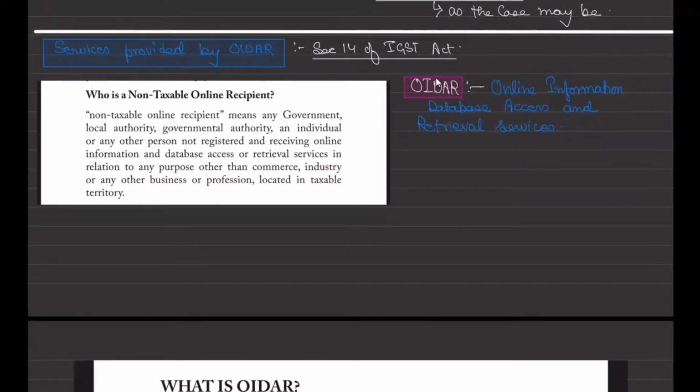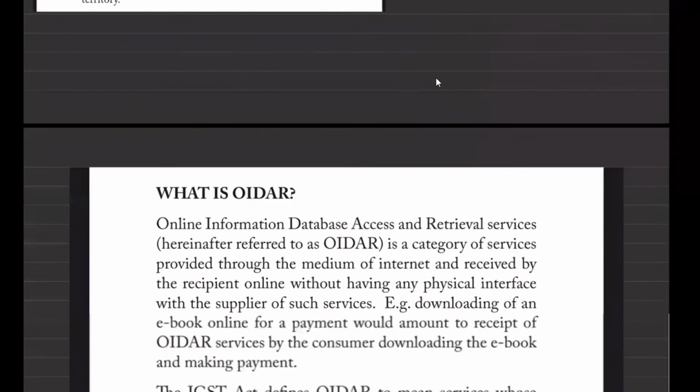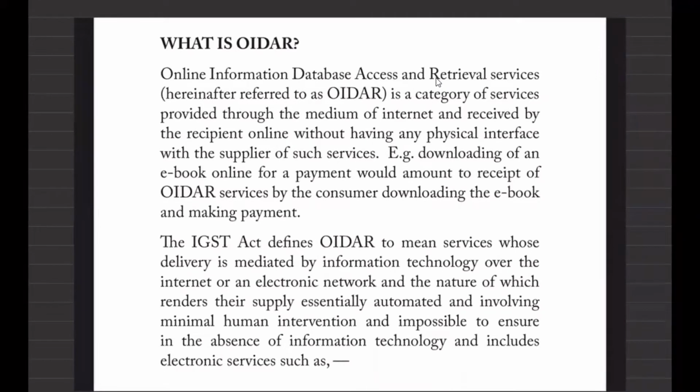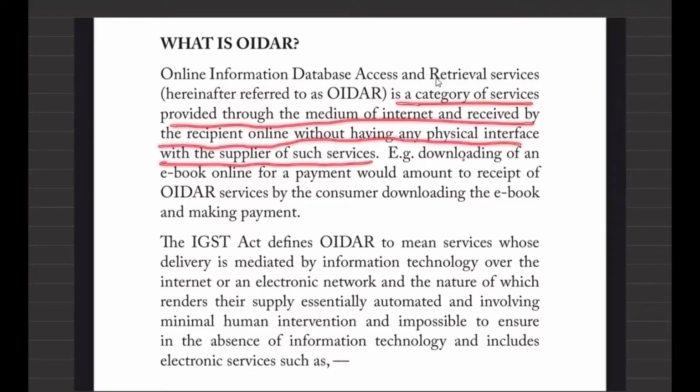OIDAR service is not anything very uncommon. It is a very common thing nowadays. So what is OIDAR? It is online information database access and retrieval services. It is a category of services provided through the medium of internet and received by the recipient online without any physical interface with the supply of such services. Example: downloading of an ebook online, payment would amount to receipt of OIDAR services by the customer.